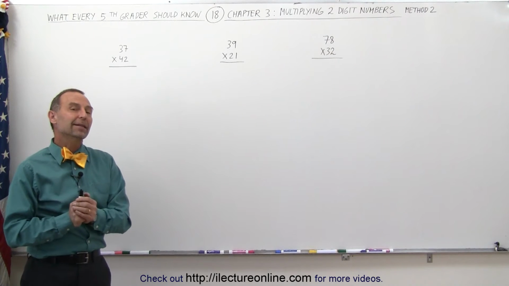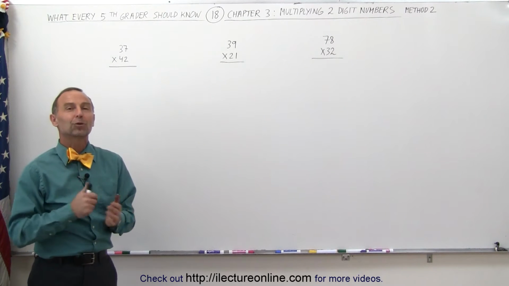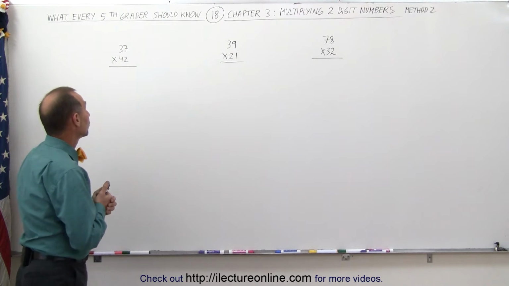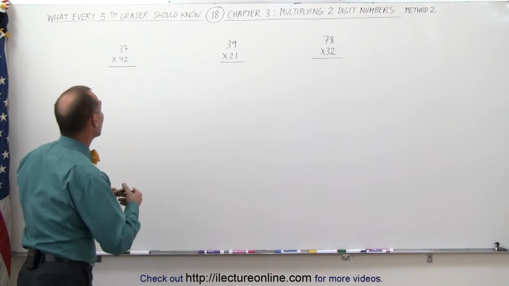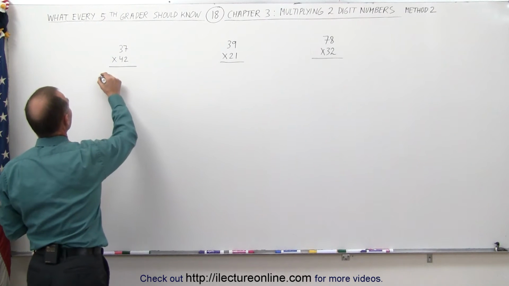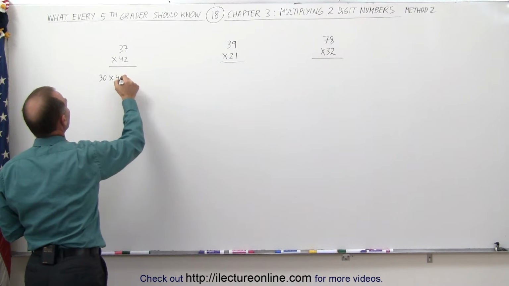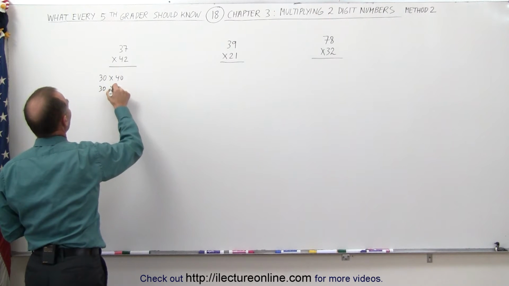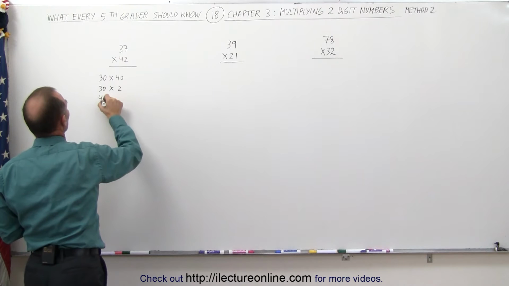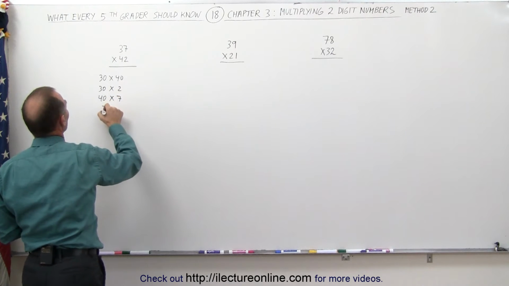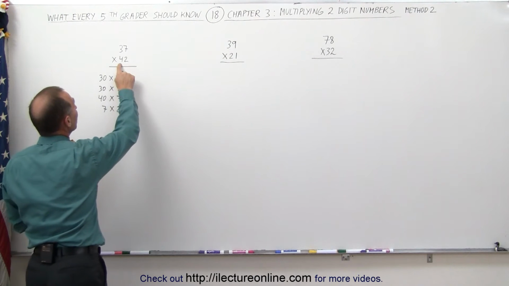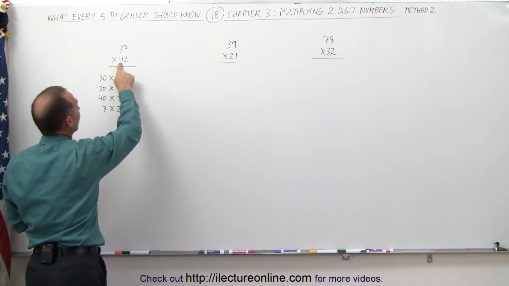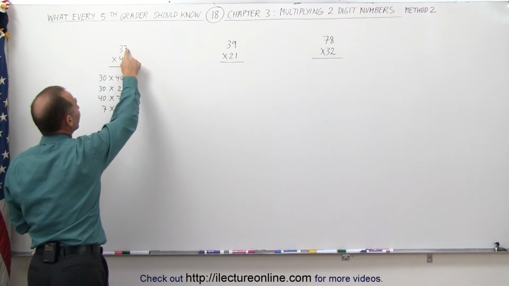Welcome to Lecture Online, and here's another technique of how to multiply two two-digit numbers. Traditionally, just like we saw in the previous example, we could separate this. We can change this into taking 30 times 40, and then 30 times 2. We can take 40 times 7, and finally 7 times 2. Basically, that's what multiplication is. You take each number here and multiply it times every other number. So 40 times 30, 40 times 7, 30 times 2, and 2 times 7.